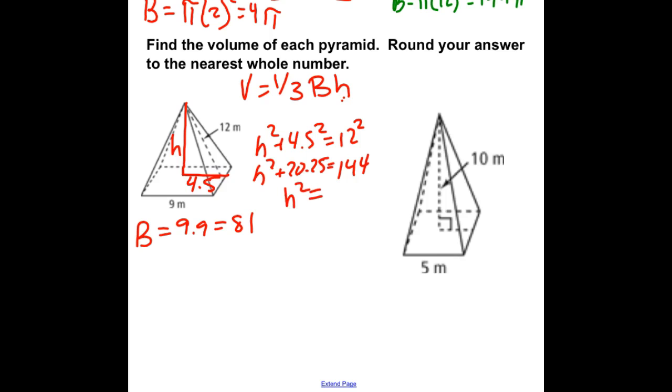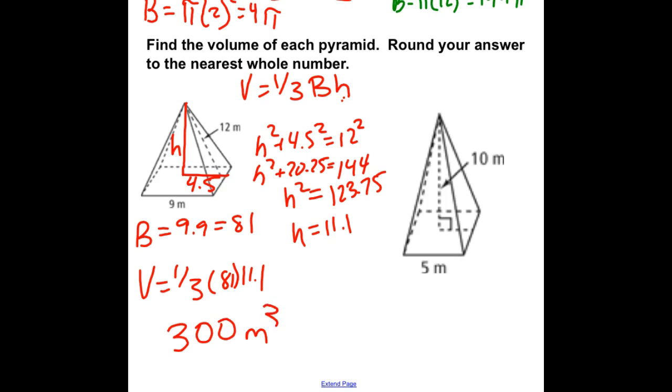H squared then equals 123.75, and I end up getting h to be about 11.1. So I can now go plug that in. I go volume equals 1/3, the base, 81, times the height, 11.1. And I get the volume to be 299.7, which rounds to 300 meters cubed.